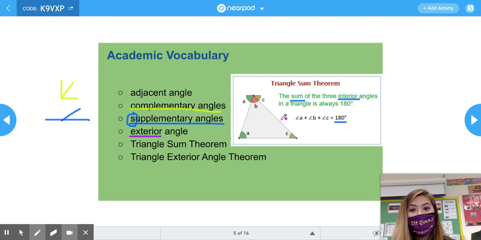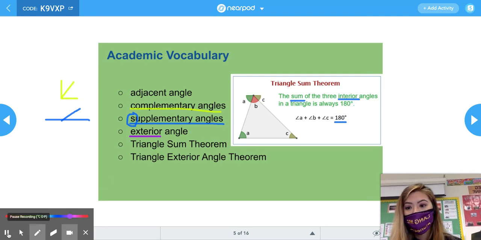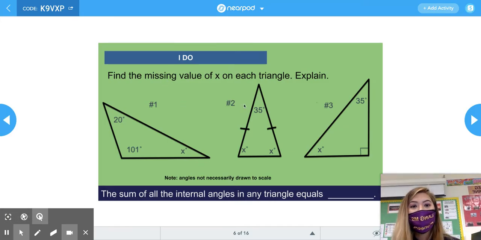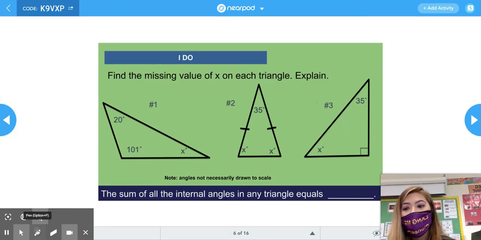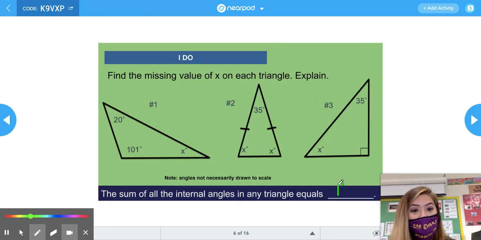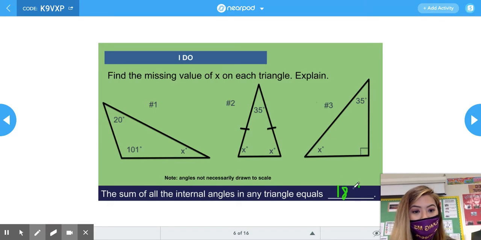And then again, this is the triangle sum theorem. So this first I do has 3 problems. We have to find the missing value of x on each triangle and then explain. And so we're given 3 pictures. And so just to start off, the sum of all the internal or interior angles in a triangle equals, the answer is 180 degrees.